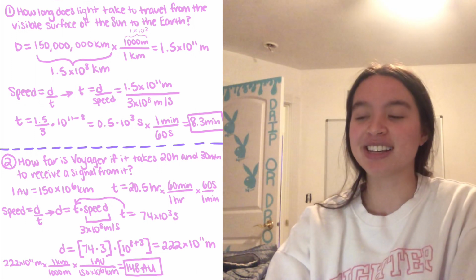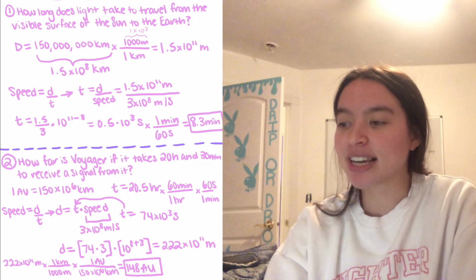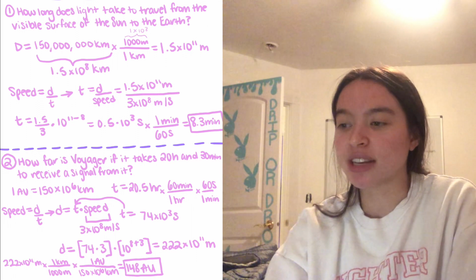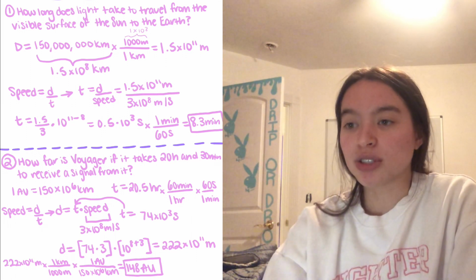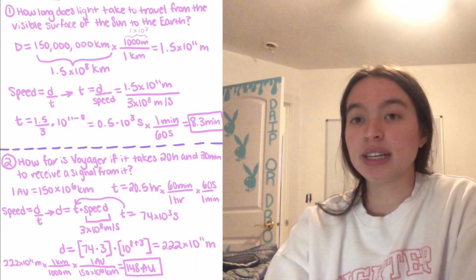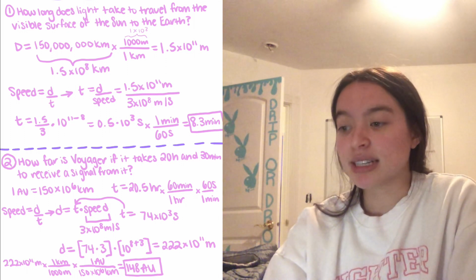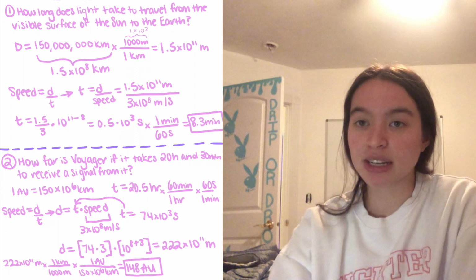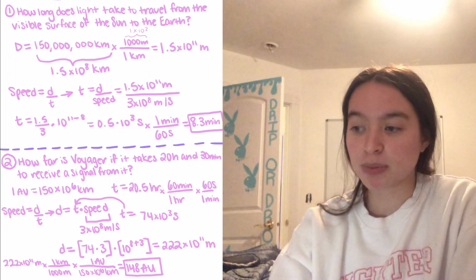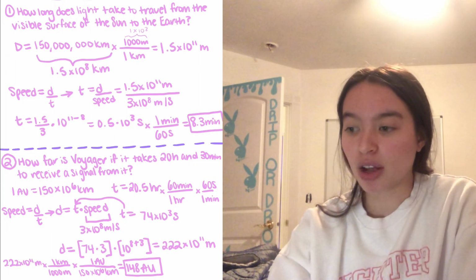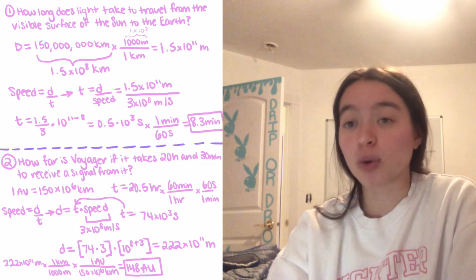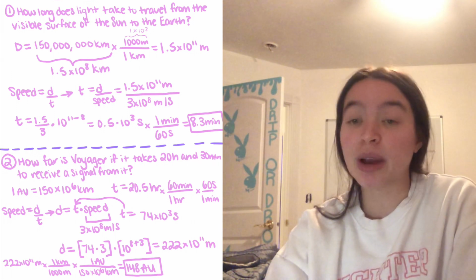Next question is, how far is Voyager if it takes 20 hours and 30 minutes to receive a signal from it? What you're going to do here is use the speed equation again. So speed equals d over t. Then you're going to get d equals t times speed. Plug in your speed as 3 times 10 to the 8th meters per second. Plug in your time that you solved for. Get a final answer for distance, and then convert it to AU.